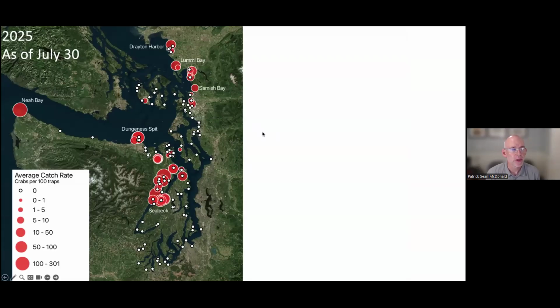This is just giving you an overview of catches in the inland waters in 2025, again scaled across our network and all of our sites. Most of the catches are in northern Puget Sound and in the northern area of Hood Canal. To date, we haven't found any green crab in southern Hood Canal or in the central or southern portion of Puget Sound.